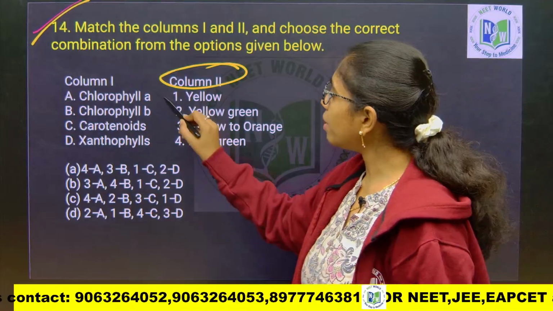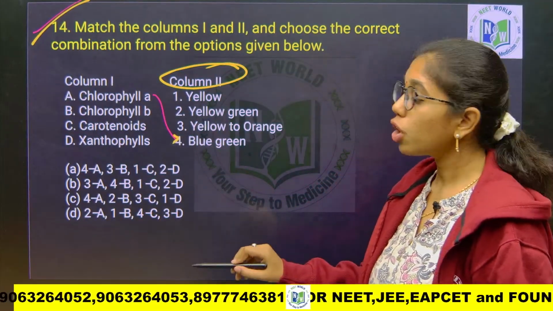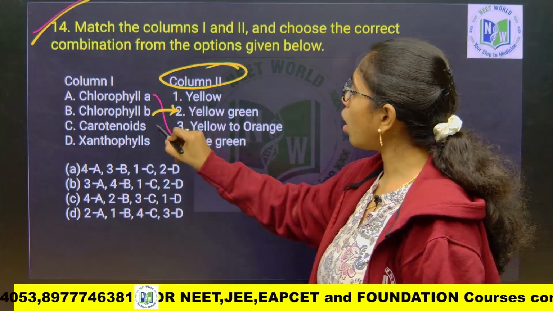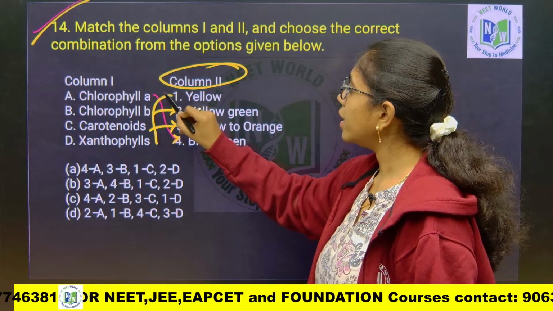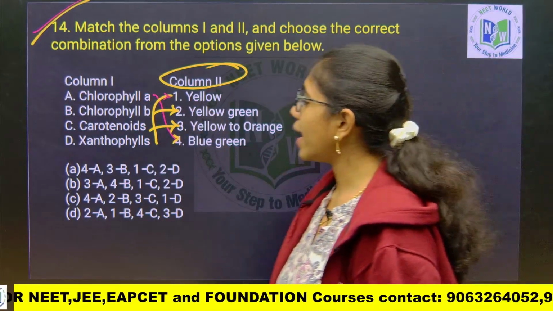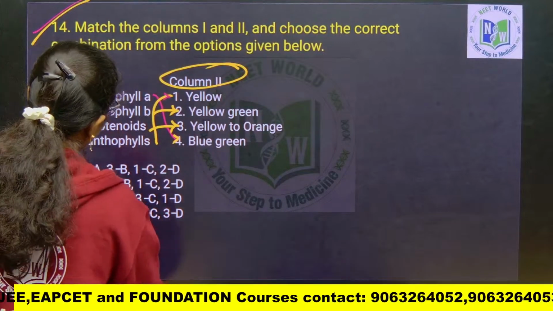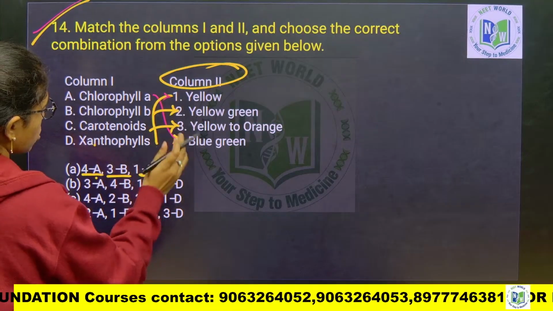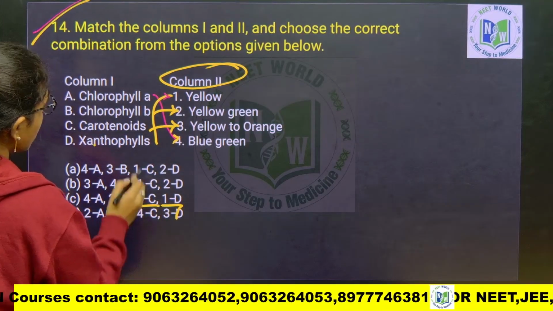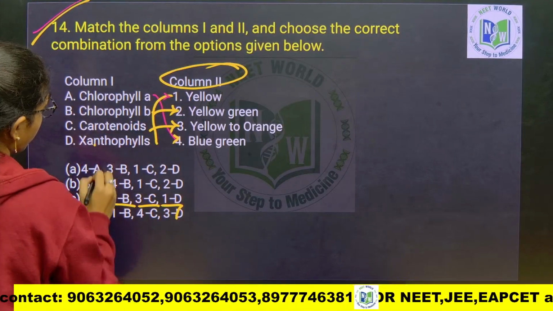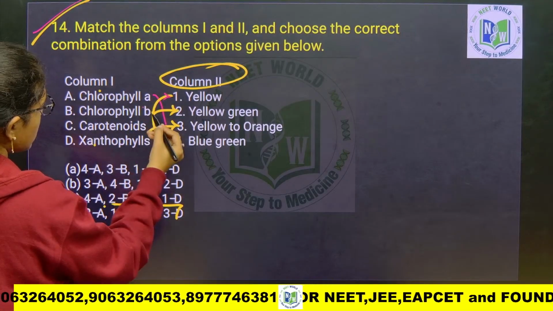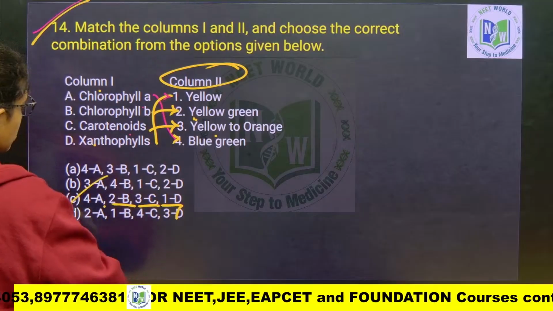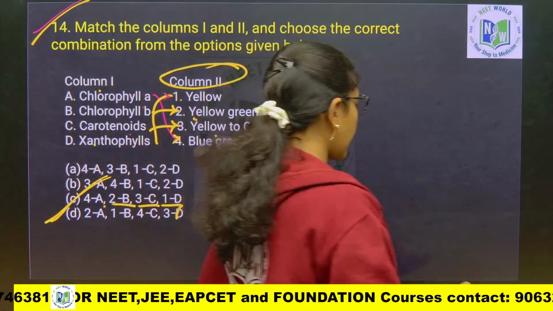So, chlorophyll A will be what color, beta? Blue green in color. Chlorophyll B is what? Yellow green in color. Carotenoids are yellow to orange and xanthophylls will be of yellow color. Clear, right? So, C is 3, A will be 4, B is chlorophyll B of yellow green color, carotenoids of yellow to orange. Yes, option C is the correct answer.